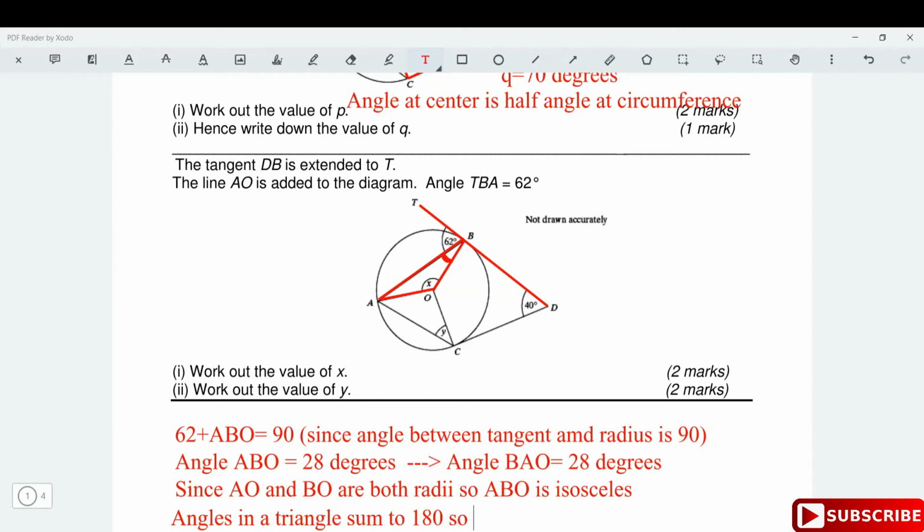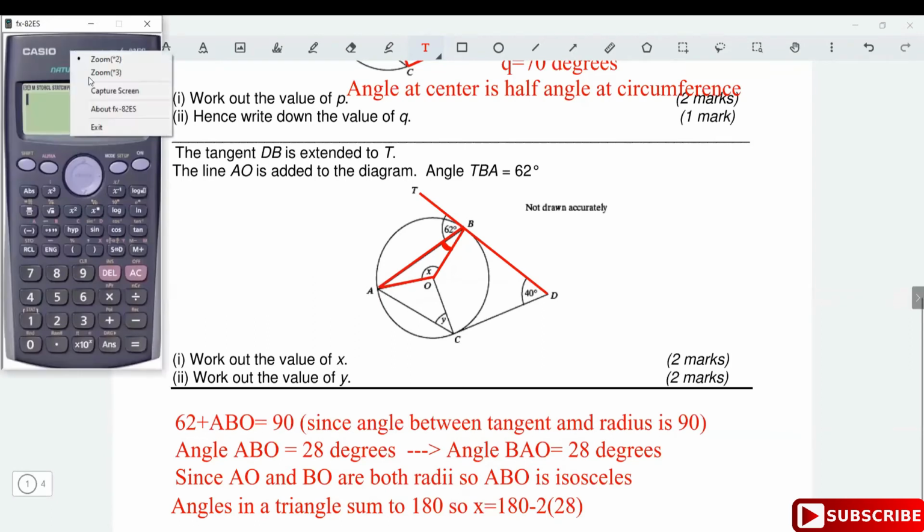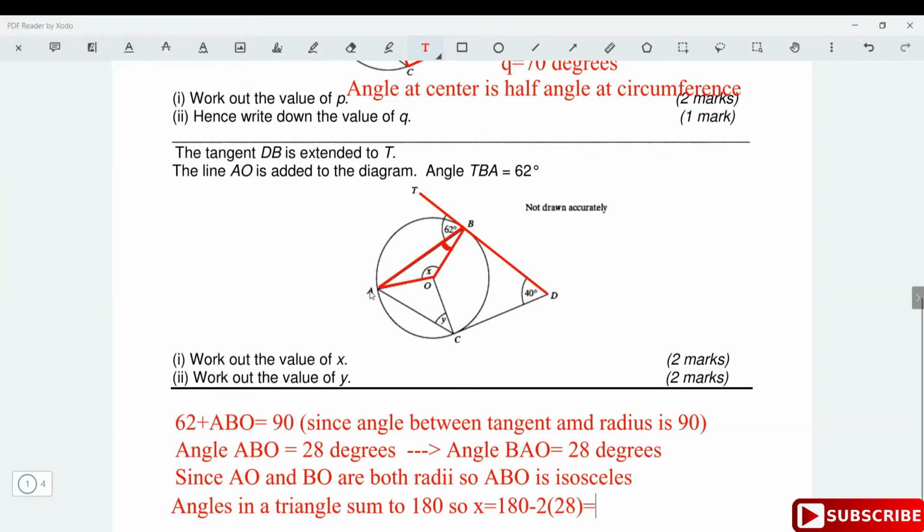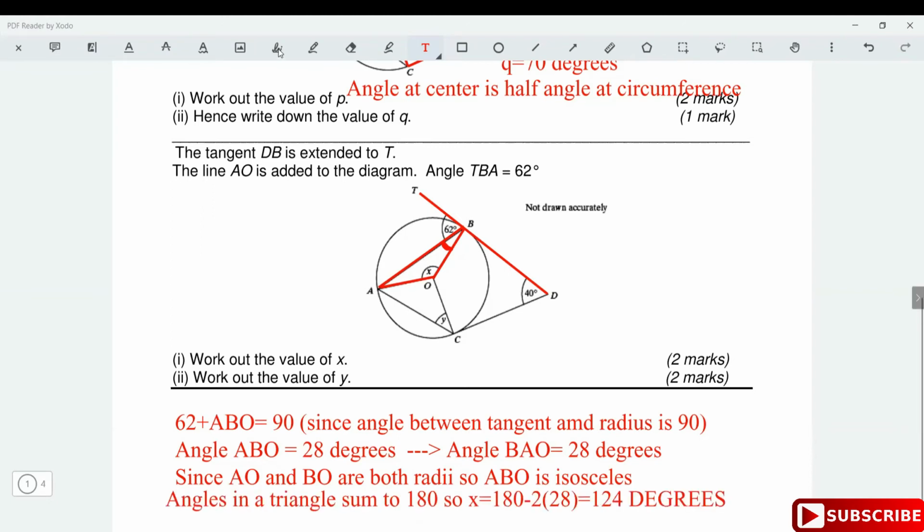And so that means that x is equal to 180 minus 2 times the other two angles, which is 28. Now, I can't bother to work that out, we're just going to put that in the calculator. I know it sounds really lazy, but just one of those things. 180 minus 2 times 28, and we're supposed to get 124. So x is equal to 124 degrees.